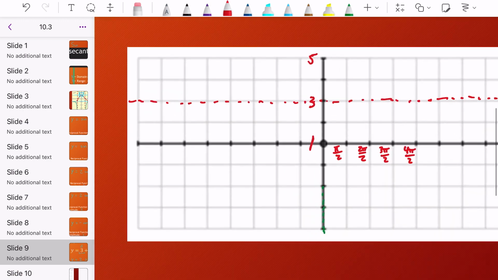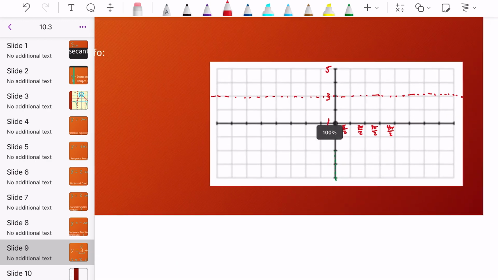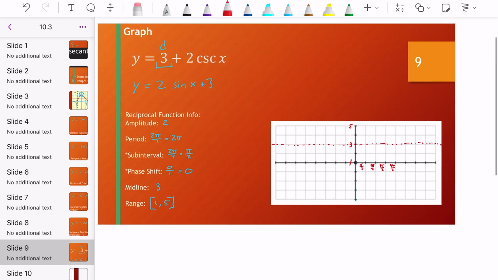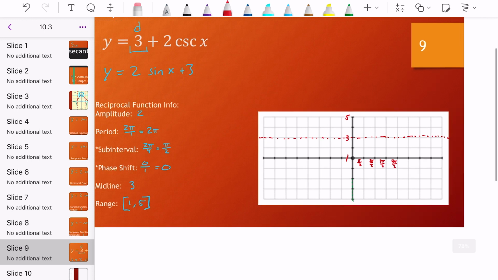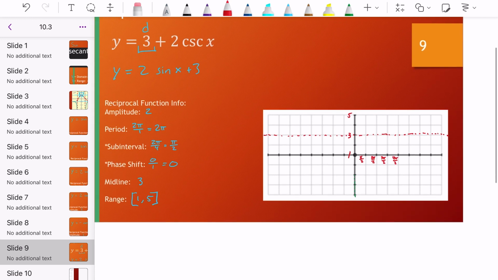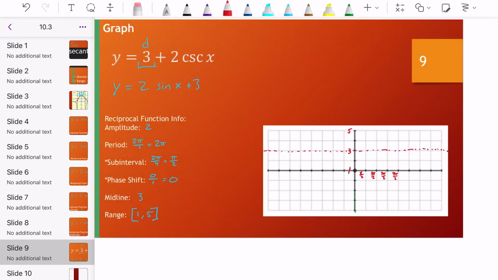Now in this case, our equation is 2 sine x plus 3. Because it's positive, we're going to go ahead and start at the midline itself, which would be at 3 on the 0 mark right there. From there, since we have a positive equation, we're going to go to the maximum, back to the midline, back to the minimum, back to the midline. We're going to go ahead and connect the dots.